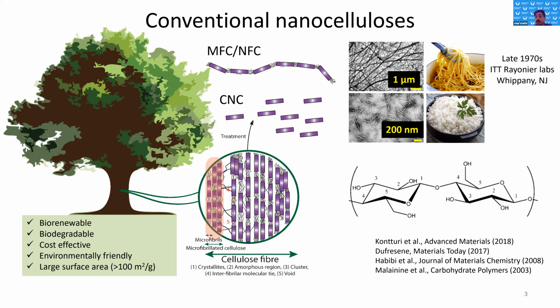The comparison between these two is really the comparison between spaghetti and rice grains. One of them is small and relatively low aspect ratio, and the other one is very large and entangled with a very high aspect ratio. These materials are very important because they can be a green replacement to many petroleum-derived materials. These materials are biorenewable, biodegradable, cost-effective, environmentally friendly, and they have a large surface area.